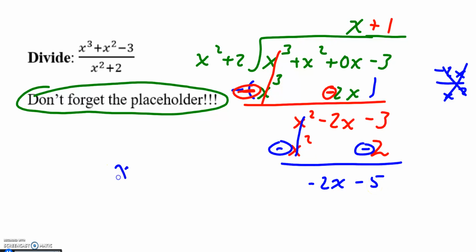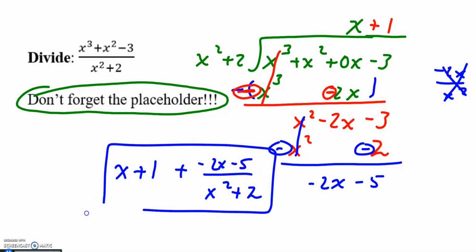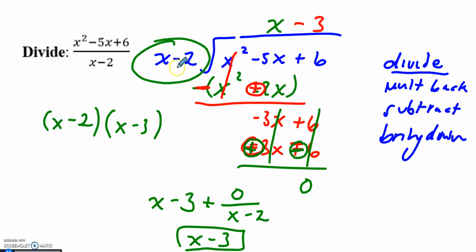So my answer, my quotient would be x plus 1, but then I'd write plus the remainder, negative 2x minus 5, over my divisor, x squared plus 2. So this would be my answer to the second example. This is my actual quotient, and this is my remainder. So something good to point out here is that x squared plus 2 is not a factor of x cubed plus x squared minus 3 because there's a remainder. But on the previous example, x minus 2 is a factor of x squared minus 5x plus 6 because there is no remainder. And that'll come up again and again.